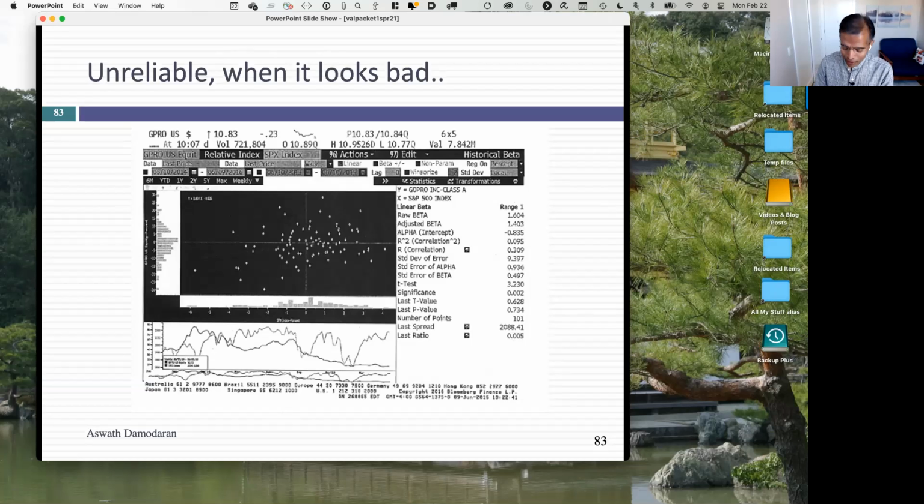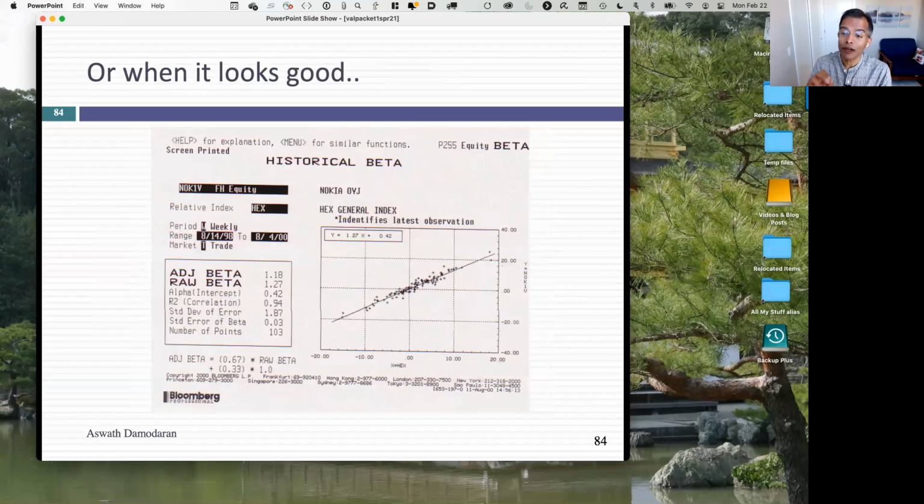You say, what if my beta looks really good? Then be very, very, very careful. Then it's even worse. You might have seen this page already in the corporate finance class, but this is my beta for Nokia that I ran in 2000. I've saved this beta page just to remind myself that just because a regression beta looks good doesn't make it trustworthy.